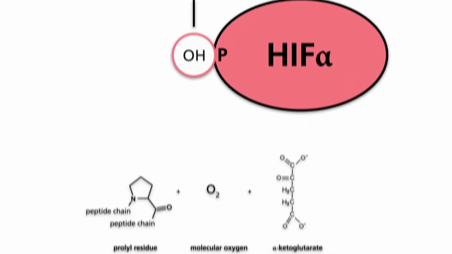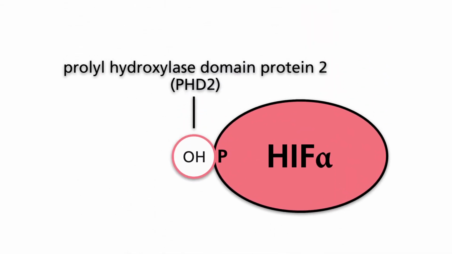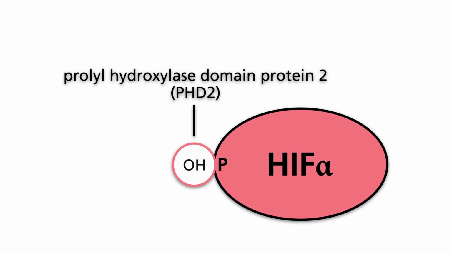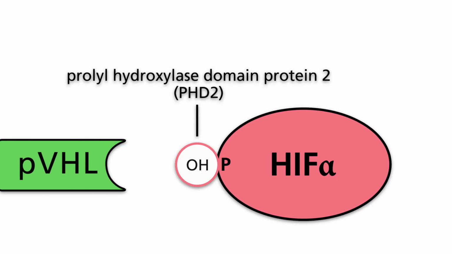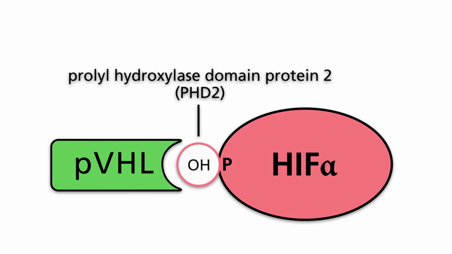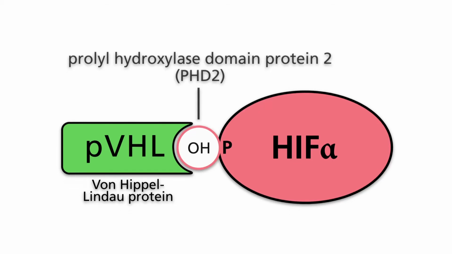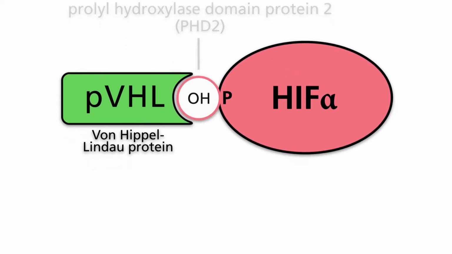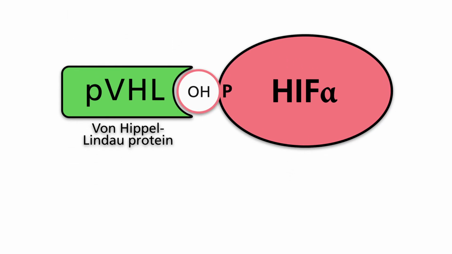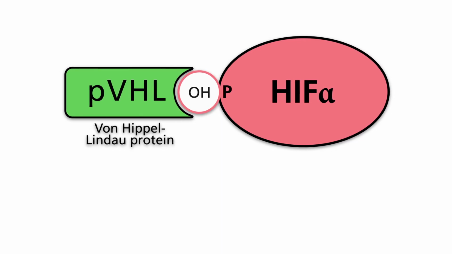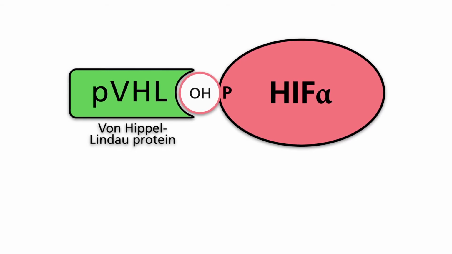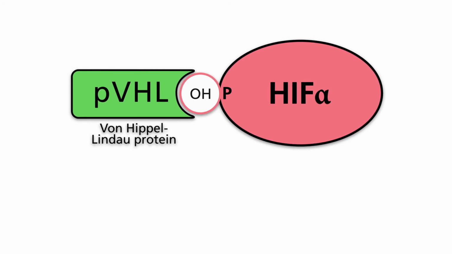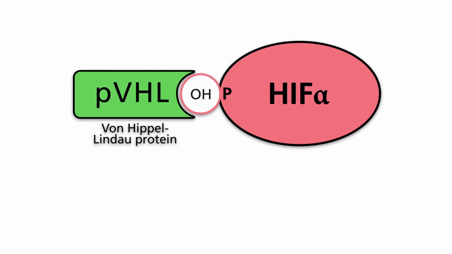When one or both of the critical proline residues have been hydroxylated, the von Hippel Lindau protein, abbreviated pVHL, binds to HIF alpha. The VHL gene is a tumor suppressor gene. Inactivating germline mutations of the gene predispose individuals to tumors such as clear cell renal carcinomas. Biallelic VHL inactivation is found in approximately half of all sporadic clear cell renal carcinomas.